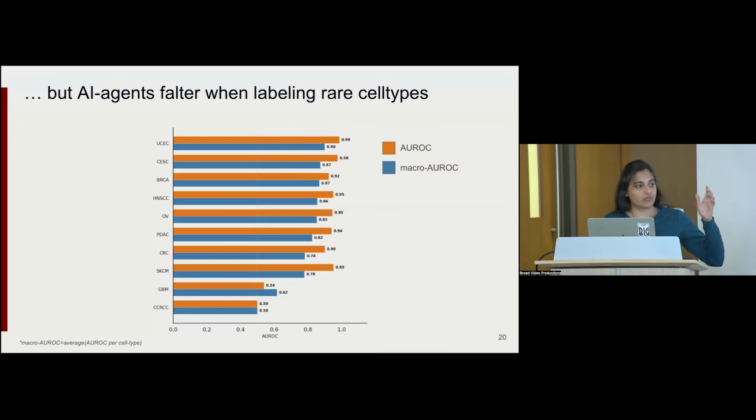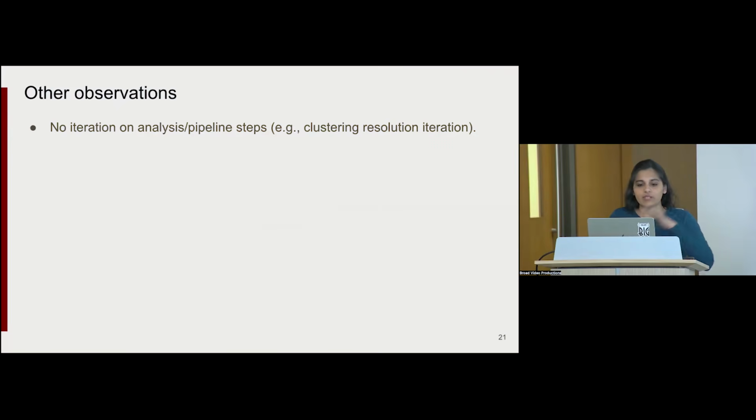And so I guess the takeaway is that while the agent was good at annotating broader cell types that were present in more abundance, rarer cell types were often mislabeled. And some other observations, from having looked through the manual review of how the code was written, how everything was done: we find that there was no iteration on the analysis pipeline step.